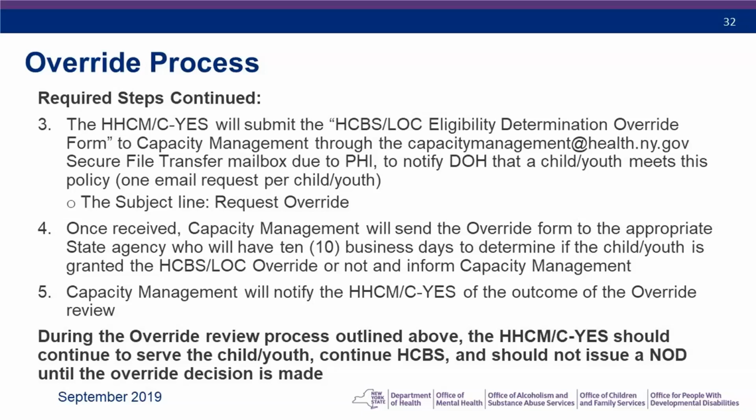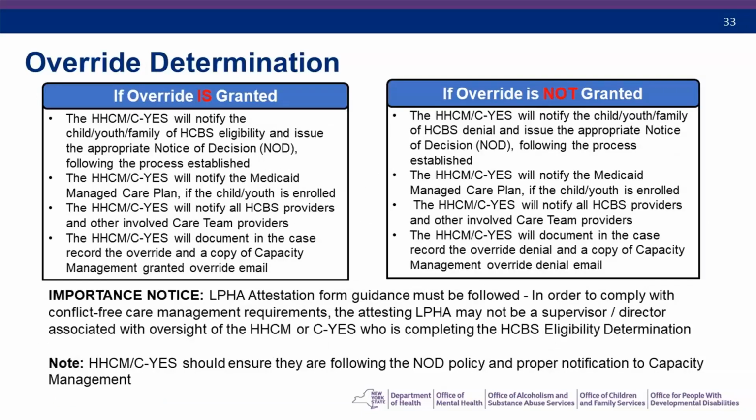So you complete your HCBS LOC for a transitioning child, and you find out that the child is not eligible. You, the LPHA, other providers that are involved are very concerned that the services the child has is really helpful, and that without those services, the child may go to a higher level of care. You will complete this form, submit it. Everyone will continue to serve the child as they always have, and then when you get the notification back that the child has been granted the override or not, then you will notify the family that they continue to be in waiver if it's granted, or that they're no longer eligible for the waiver.